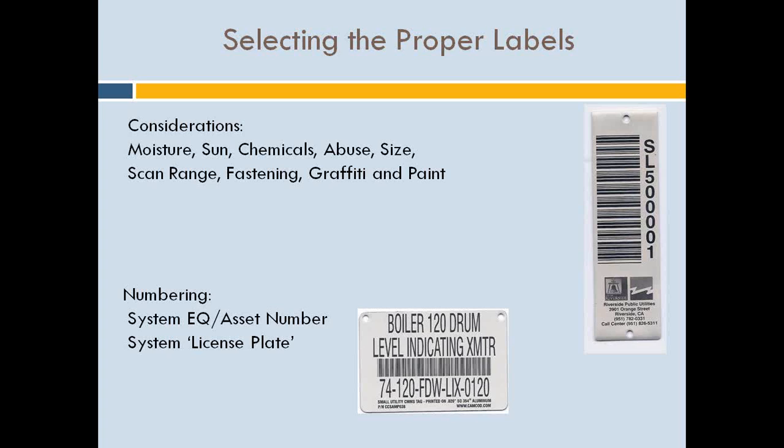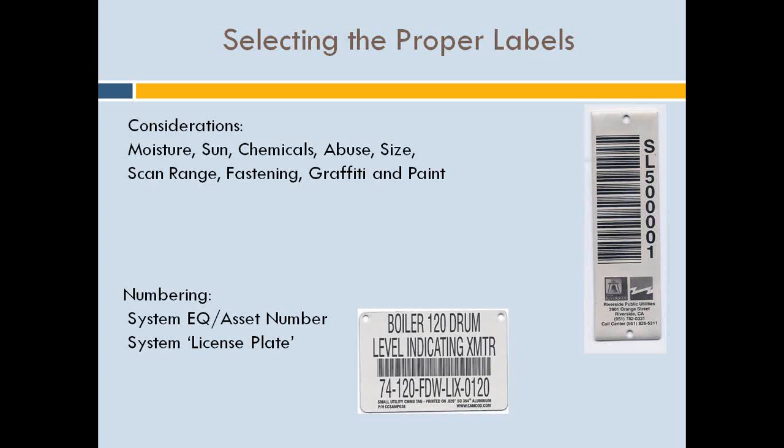In order to find the right label for your asset, it goes through a requirements process just like many other things do. The first thing you want to look at is the environment. What is the moisture? How much sun? How much direct sun? Chemicals. What do you wash them down with? What type of abuse are they going to take?